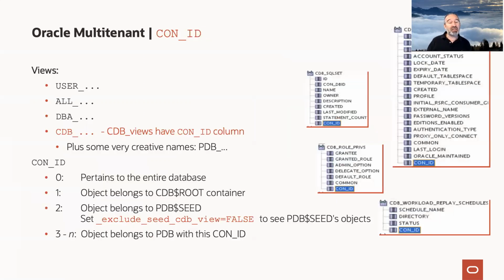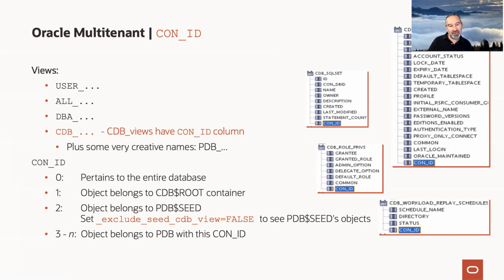Then, regardless of whether you do multi-tenant or not, you will find a new class of views in every 12 database. In 19c it is over 1,000 views, all starting with CDB underscore. So it's like the super dictionary views, and all of them have one thing in common: a column called CON underscore ID, the container ID. In a non-multi-tenant environment, the container ID is always 0. That means for you, there's no distinction to which container an object belongs.